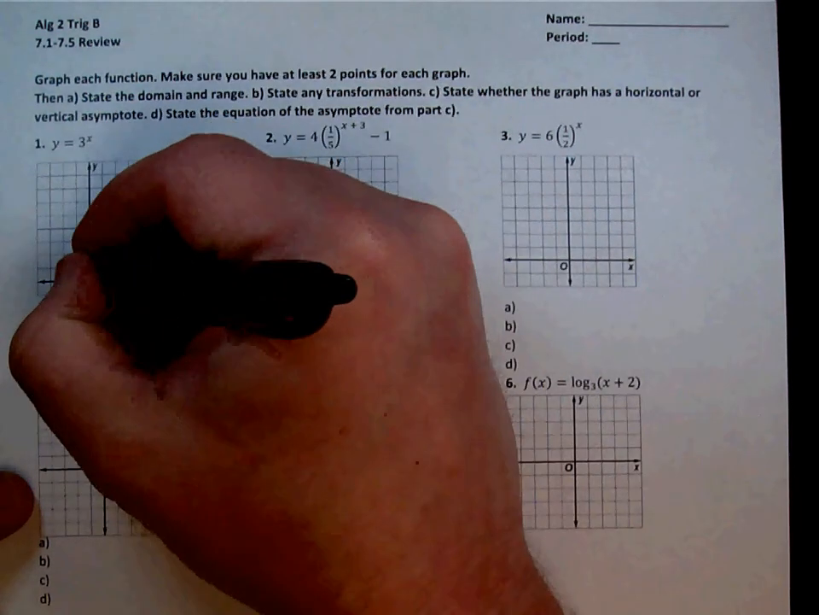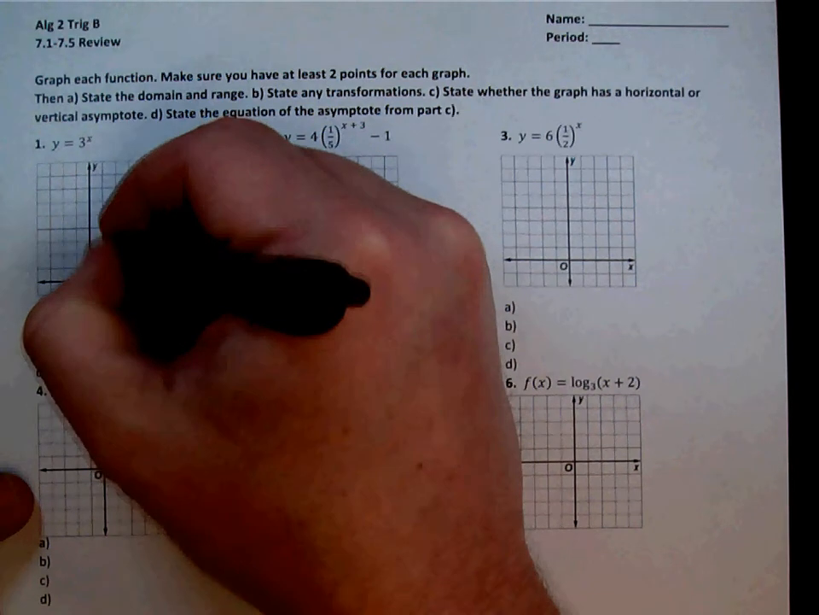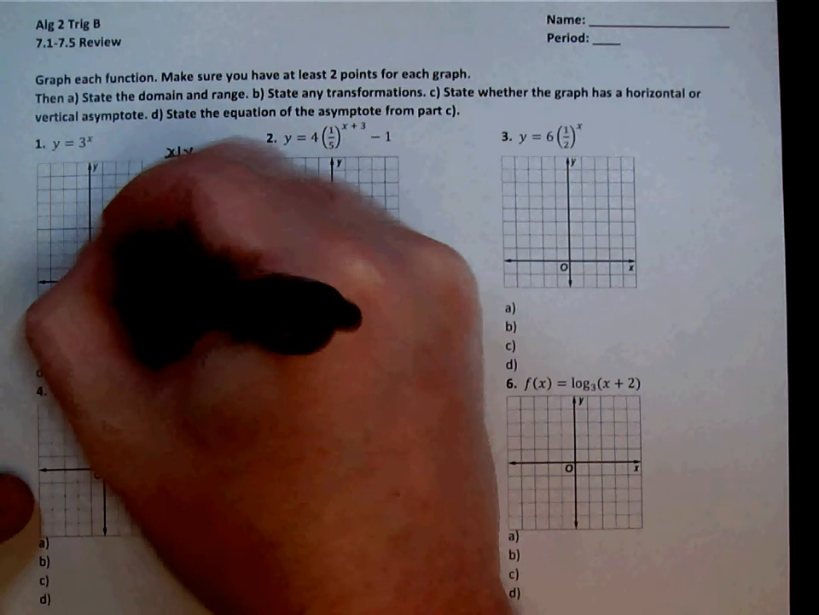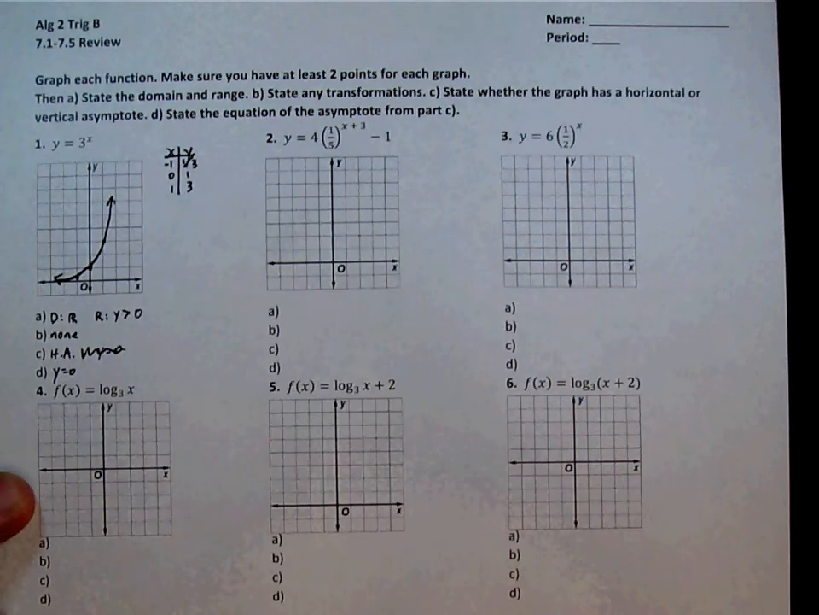So we've got negative 1, 1/3; 0, 1; 1, 3. Connect the dots. There's our picture.